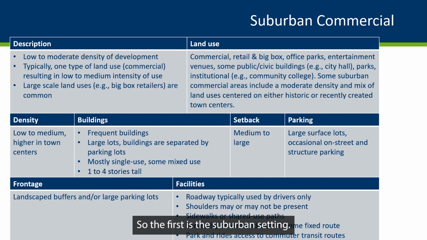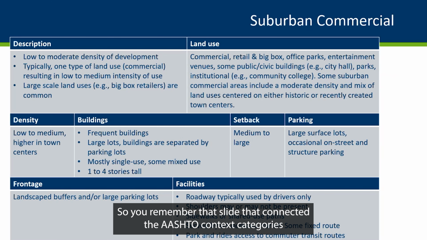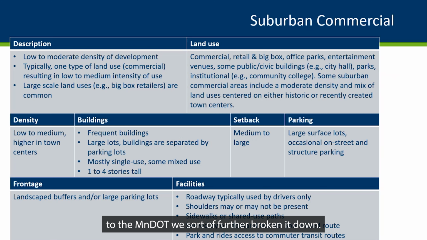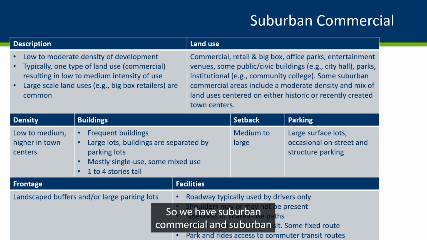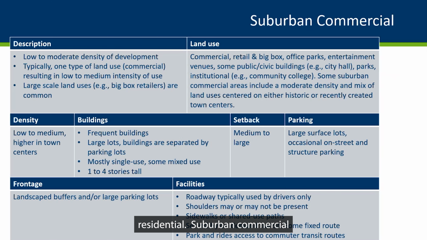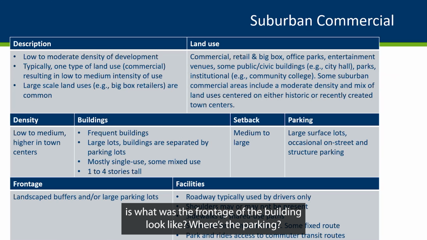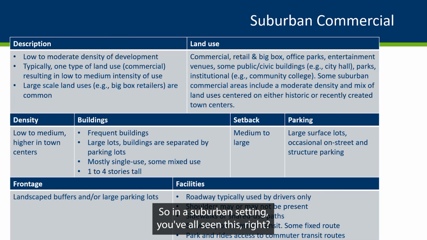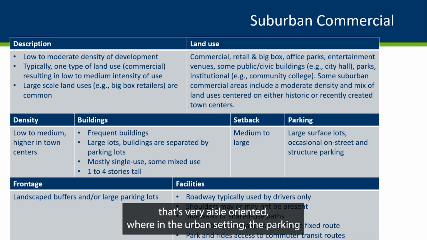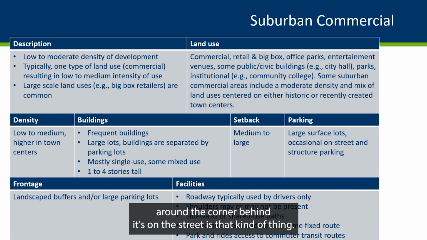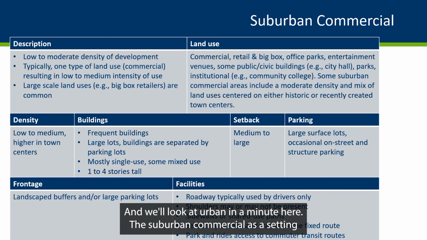So the first is the suburban setting. You remember that slide that connected the AASHTO context categories to the MnDOT ones. We've sort of further broken them down. So we have suburban commercial and suburban residential. Suburban commercial, when I think about the context type, the biggest change between urban and suburban in my mind is what does the frontage of the building look like? Where's the parking? In a suburban setting, you've all seen this, right? The parking's up front. You've got a big parking lot. It's very auto oriented. In an urban setting, the parking's around the corner, it's behind, it's on street, that kind of thing. And we'll look at urban in a minute here.